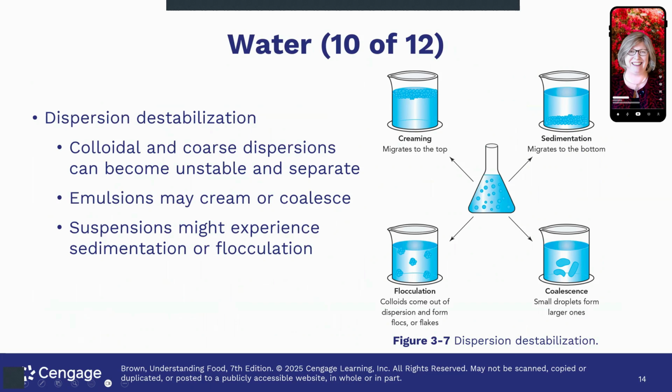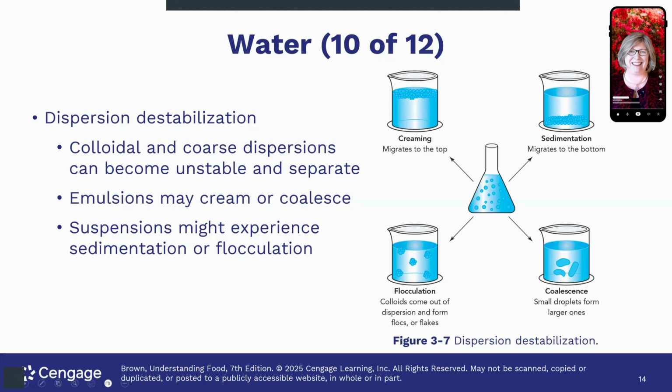Figure 3-7 talks about what happens when a dispersion is destabilized. So we just talked about how solutions, dispersions, and suspensions form, but they won't stay that way forever. Sometimes you'll have creaming. Let's take an example of whole milk. You're churning it to make butter. The fat comes out of the dispersion and forms at the top, and the cream rises to the top. That's where that expression comes from.